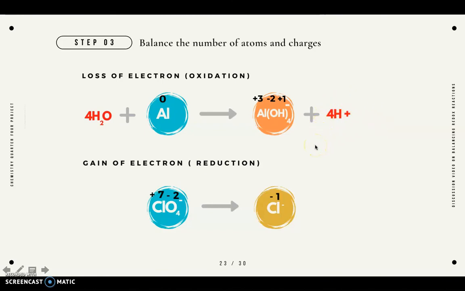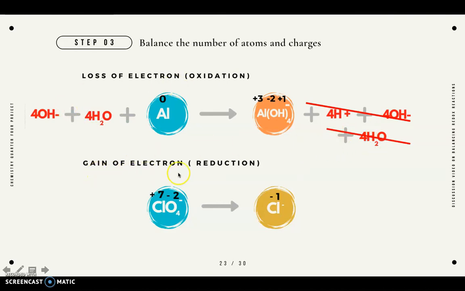Now, because this is in a basic medium, neutralization of H plus needs to occur. To do this, we will need to add hydroxide ions on both sides, with the same amount as the hydrogen ions. In this case, we will add 4 OH minus on the left and 4 OH minus on the right. On the right side, the 4 hydrogen ions and the 4 hydroxide ions can combine to make 4 H2O molecules. Notice how we can cancel the 4 H2O molecules on both sides.